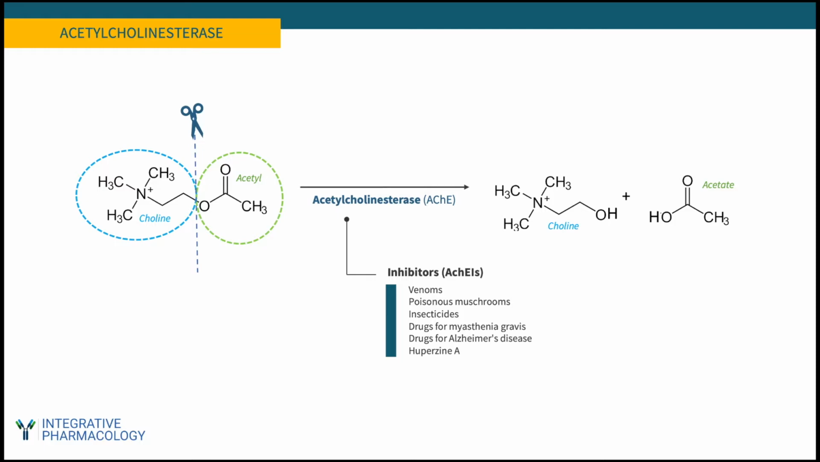Drugs for myasthenia gravis, which is an autoimmune disease that reduces the quantity of cholinergic receptors. Drugs for Alzheimer's disease, and huperzine A, an interesting compound from Chinese club moss.